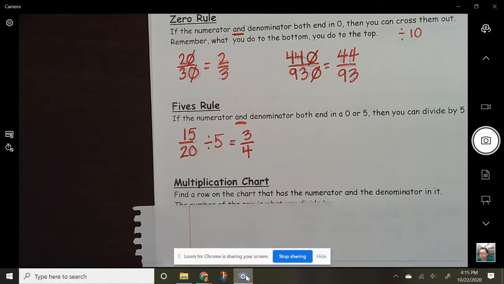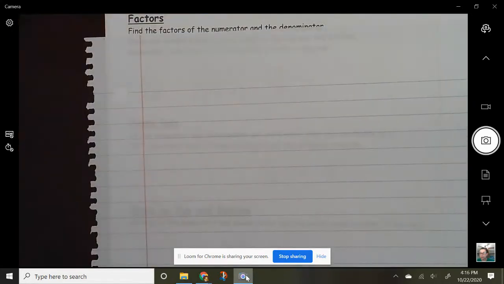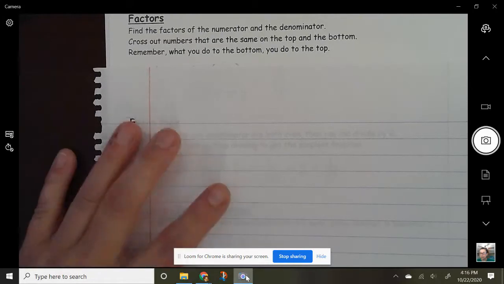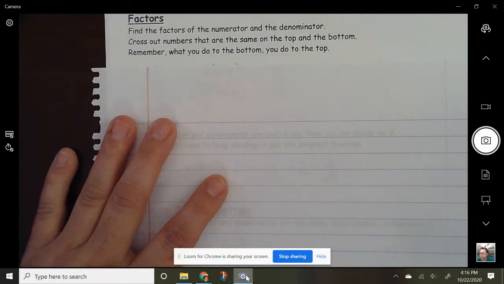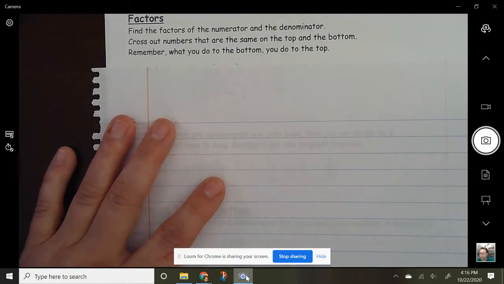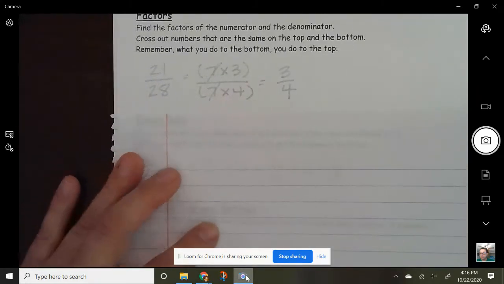All right. The multiplication method I'm going to show you last because I do not have a multiplication chart next to me. I do want to show you the factors way, which probably needs to start being your go-to way. What you do is you find the factors of the numerator and denominator, cross out the numbers that are the same on the top and bottom. Remember, what you do to the bottom, you do to the top. This is a lot like the cross-canceling if you watch my cross-canceling video.